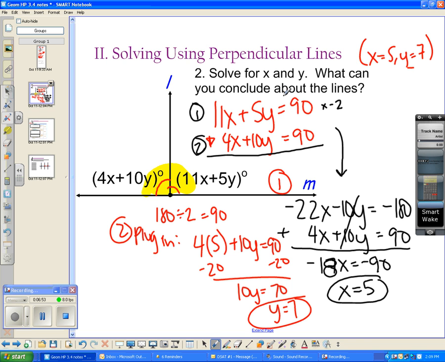Well, we said that they both are 90-degree angles, right? So if they meet at 90-degree angles, can I say that line L is perpendicular to line M? Yes, I can. So I'm going to write line L is perpendicular to M. And that kind of brings us to the 3 theorems that we're talking about in this chapter.